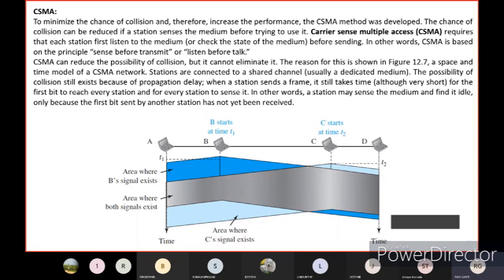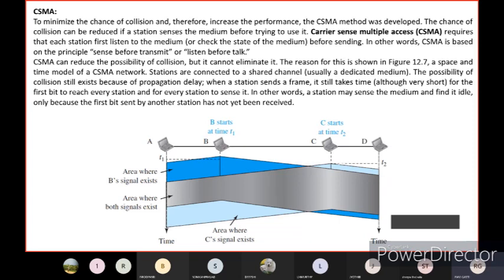So station D can easily receive the packet from station C, whereas it does not receive the packet from station B. Why? Because at the same time station C is also transmitting and station B is also transmitting. So there is a possibility of collision at terminal D.